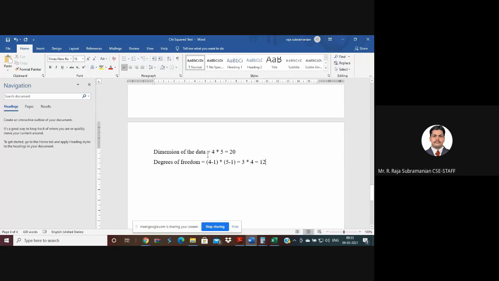You don't take either 20 minus 1, or 4 minus 1, or 5 minus 1. It is actually a combination. You take the dimension of the data. This question is not similar to the dice question, where only one dimension is there. But here there are two dimensions. In the first dimension, I have the marital status, and in the second dimension, I have the qualification. So in both, I have to reduce 1. That's why I say (4 minus 1) into (5 minus 1), I get 12. Right? Am I making this point very clear?